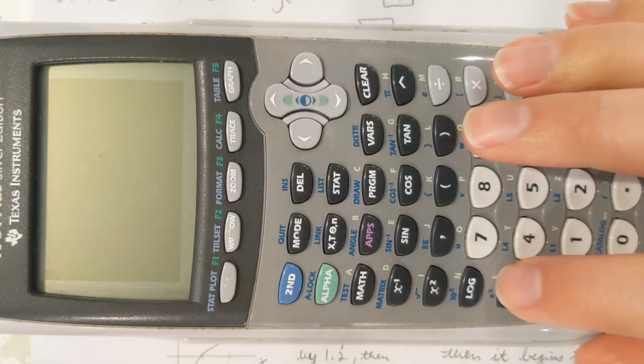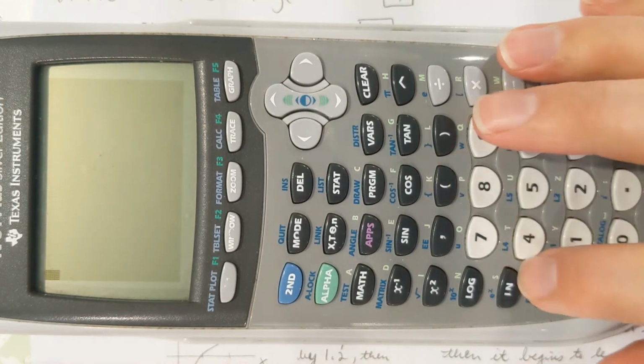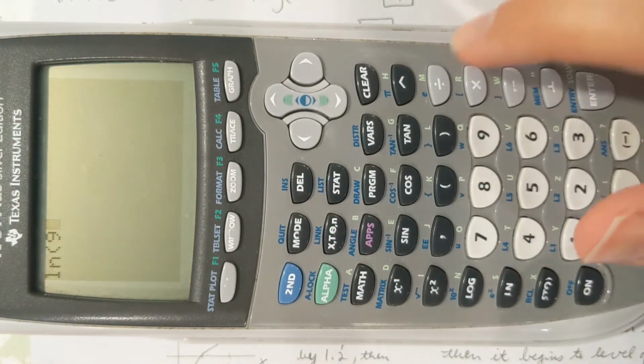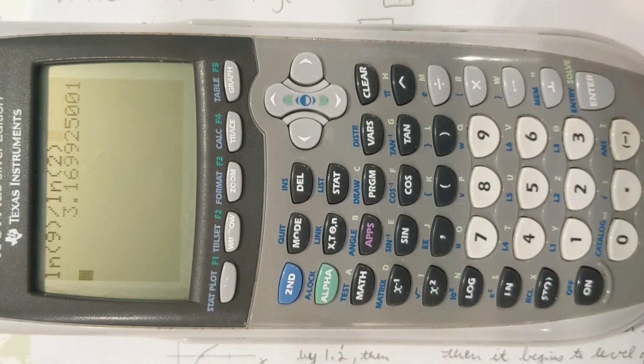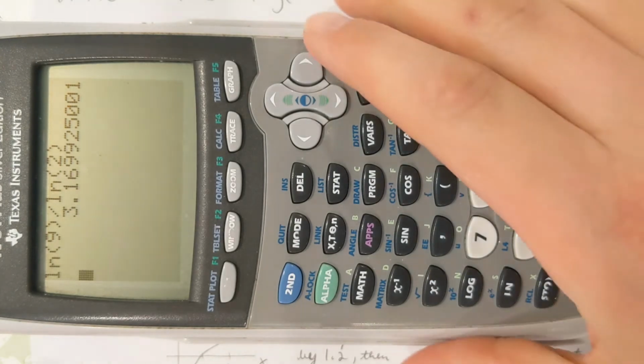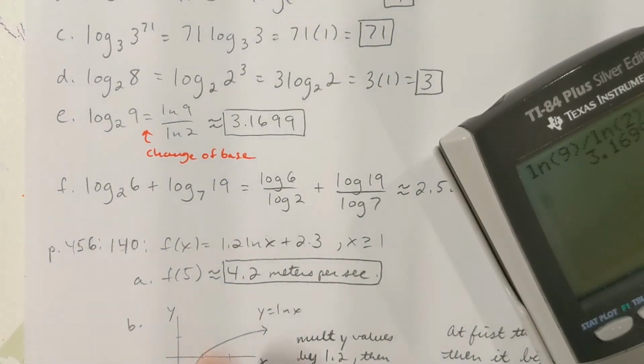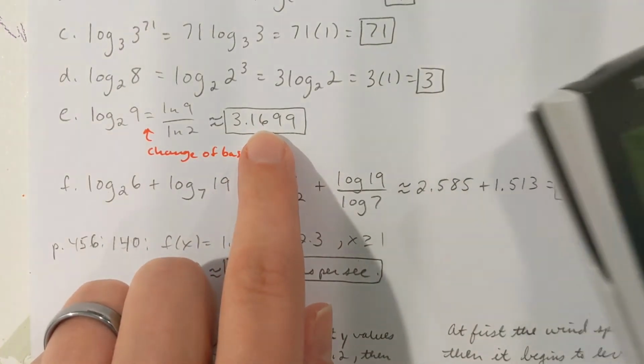So, all right, I'll just simply type in the ln of 9 divided by the ln of 2 and hit enter. And I'm getting 3.17. If I go nearest 2 digits, I went out a couple more digits there, that's fine.